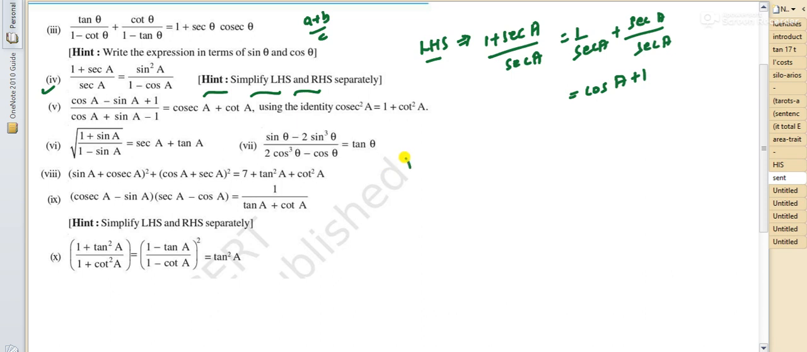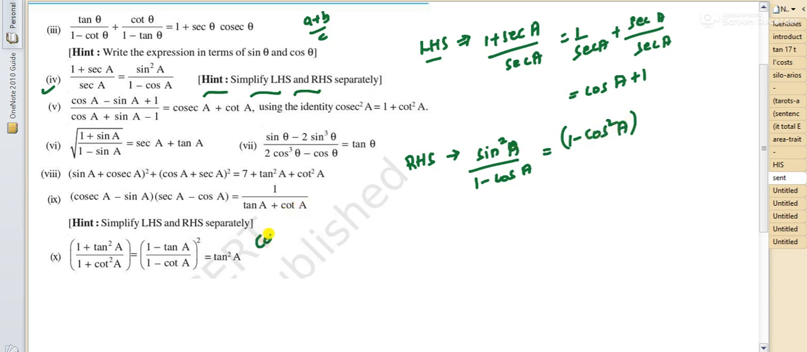Now take RHS. We can't reduce this further, so I'll directly take RHS. They have given sine square theta, sorry, A, not theta, A, and here 1 minus cos A. So what can we do? Yes, we can write this sine square A as 1 minus cos square A, right? I keep saying theta, but this is A.